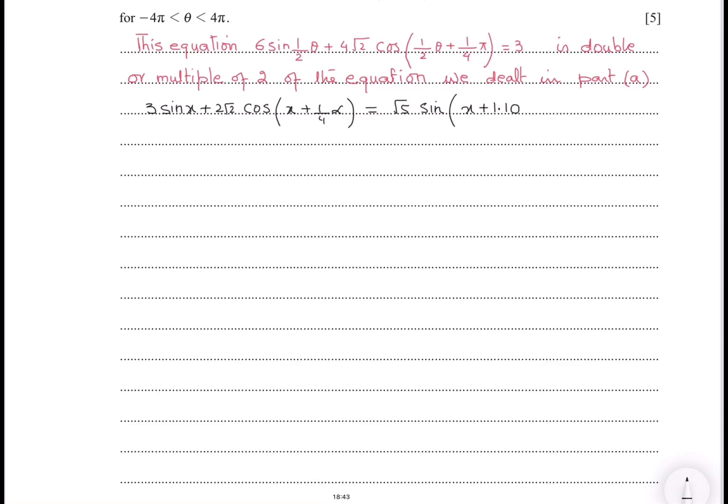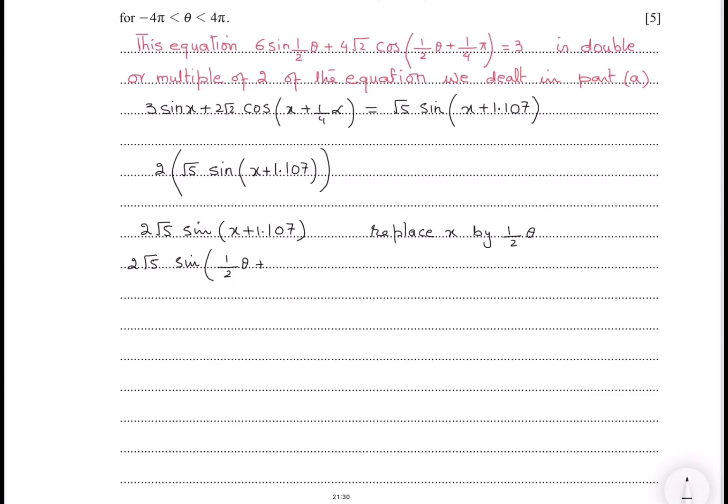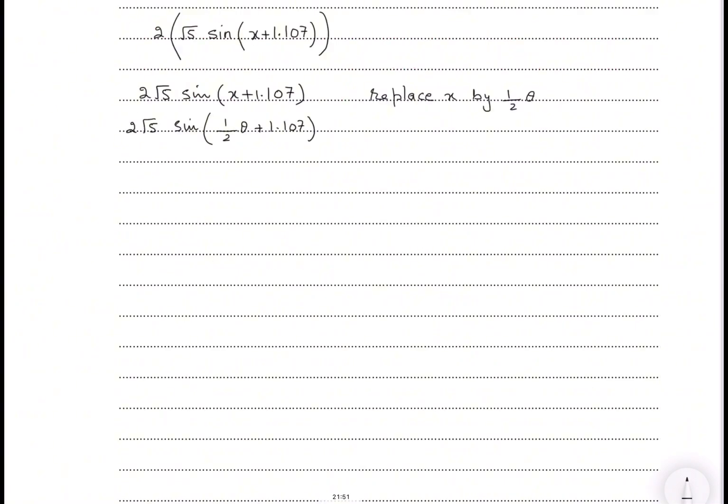So our solution was root 5 sin x plus 1.107. So if I multiply this by 2, I will get this and replace x by 1 over 2 theta, and this is equal to 3. Now solve it from here.